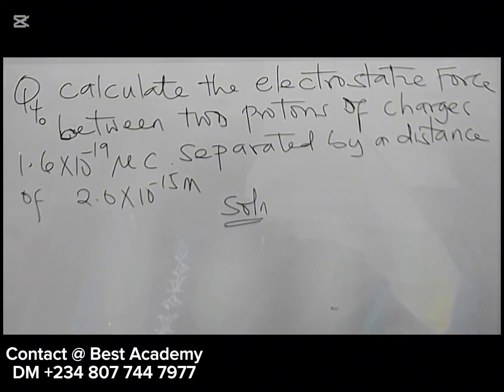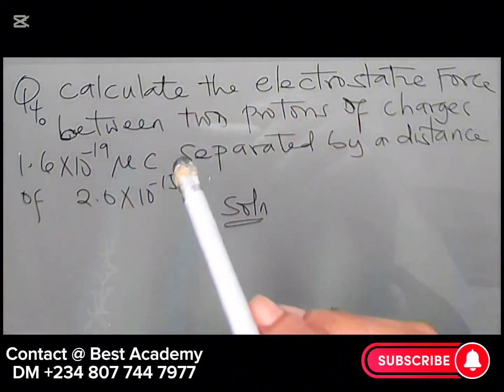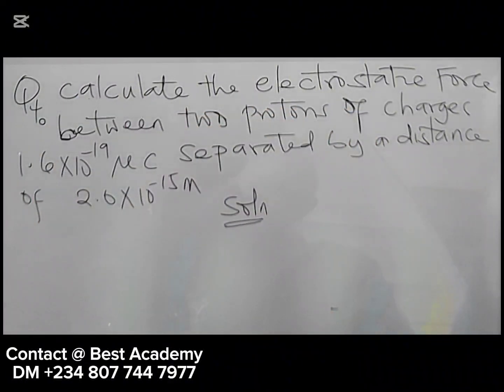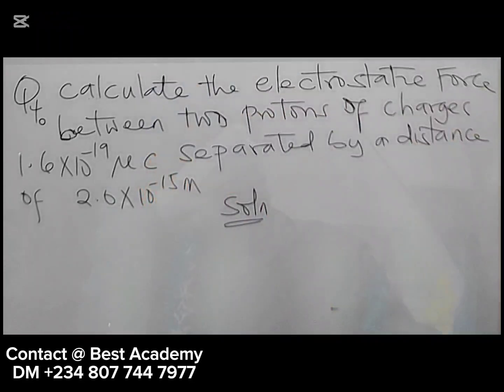All right, but let's take this question here. Of course, it's a kind of possible exam question. It says: calculate the electrostatic force between two protons of charges 1.6 times 10 to the minus 19 microcoulomb, separated by a distance of 2.0 times 10 to the minus 15. Now let's try to take in our parameters.